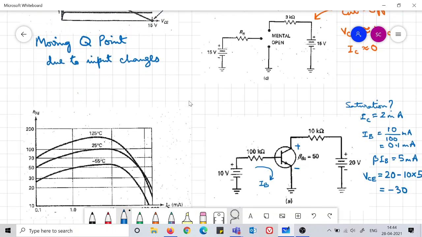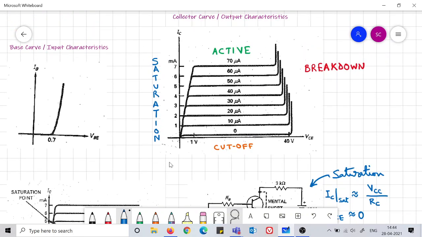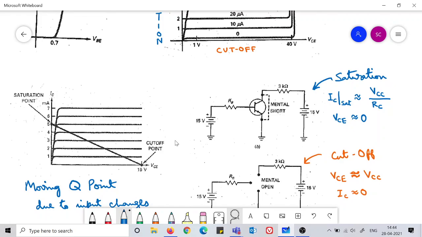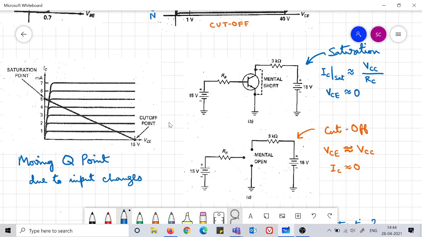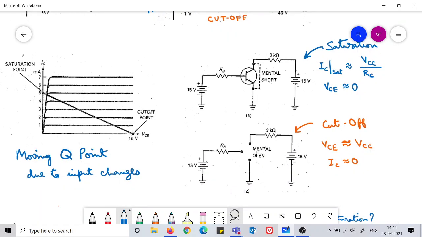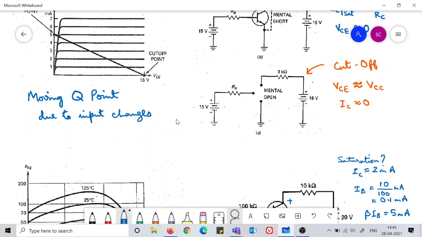So a lot of ideas we are discussing today. Let us have a brief recap. We first discussed the output characteristics, then we tried to understand what would be the saturation and cutoff Q points by doing this mental short and mental open. This idea I hope you understood, and we also understood that the Q point is quite volatile in nature and hence it is not useful or reliable to be used as an amplifier. So we use the common emitter configuration as switches, and this is the most used.